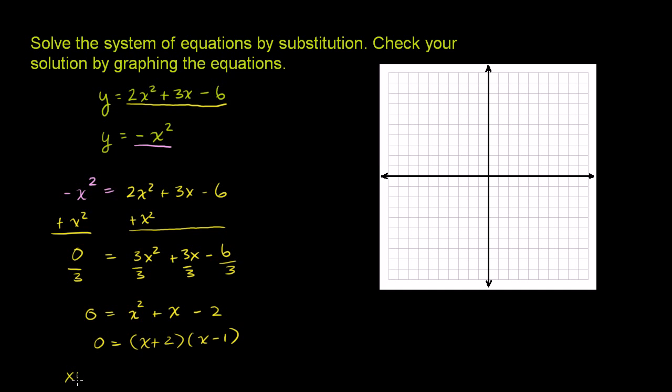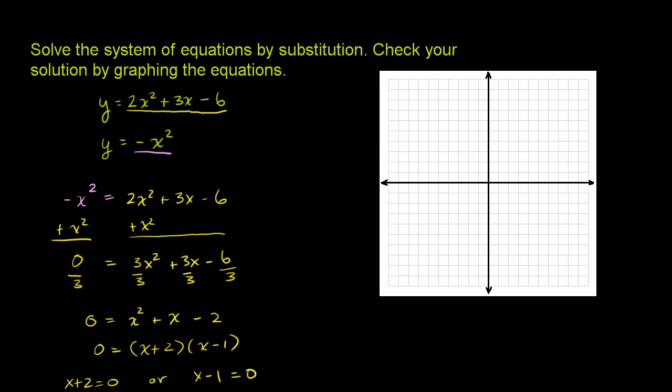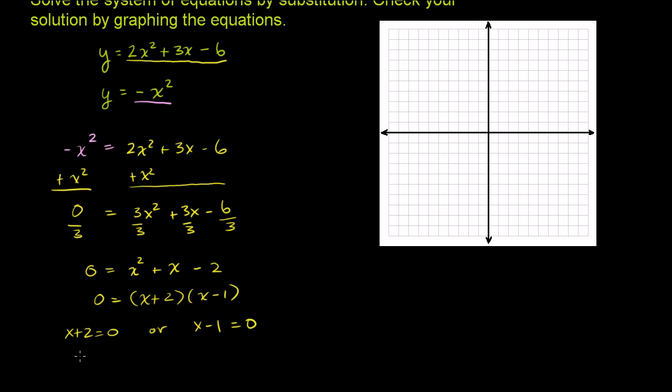So that tells us x plus 2 is equal to 0, or x minus 1 is equal to 0. Subtract 2 from both sides of this, and you get x is equal to negative 2. Or add 1 to both sides of this, and x is equal to 1. So these are our two solutions: x is equal to negative 2, or x is equal to 1.